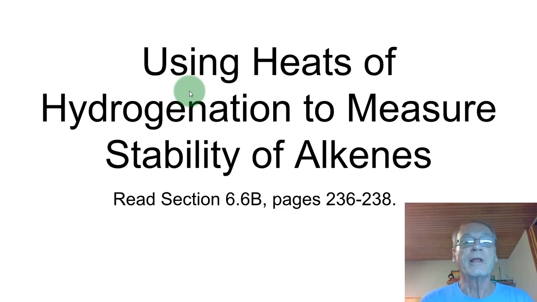Hello, this will be the last video in Chapter 6. This is a special one in which we're going to use one of the reactions we learned, specifically the hydrogenation reaction, to measure the stability of alkenes. Now, what does that even mean?